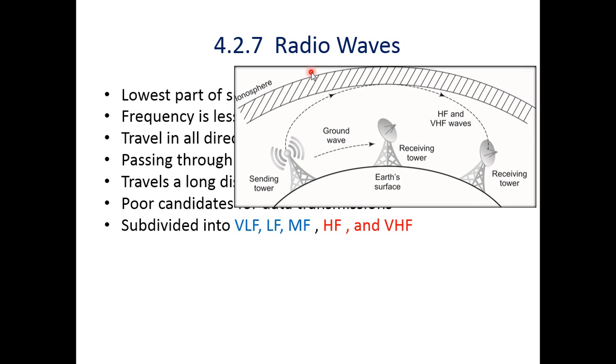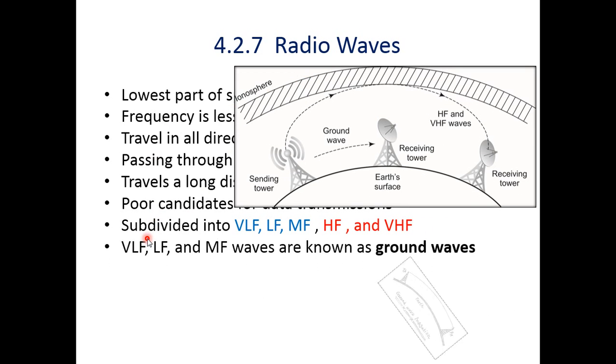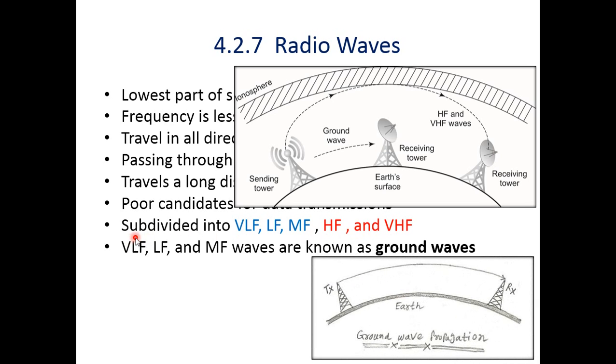Again, radio waves are normally divided into two parts. First one is the ground waves. It is subdivided into very low frequency and medium frequency, and the second part is high frequency and very high frequency. So the first part is known as the ground wave, and it covers the very low frequency and medium frequency waves. This is an example of the ground wave.